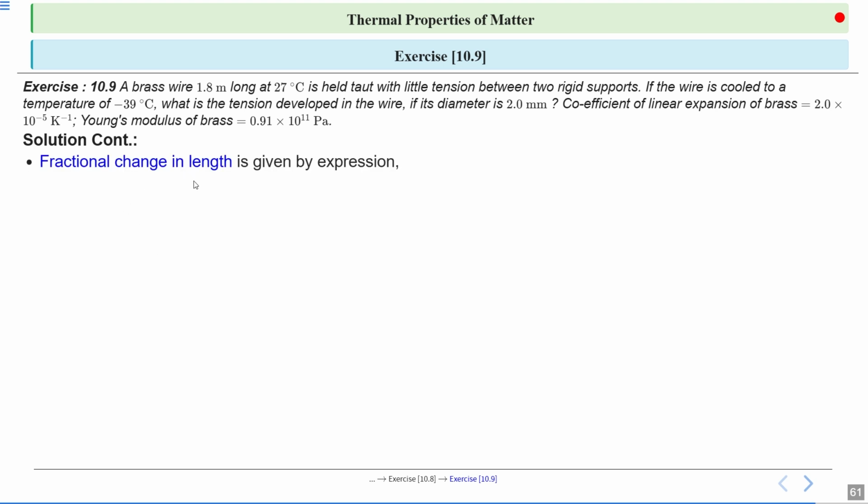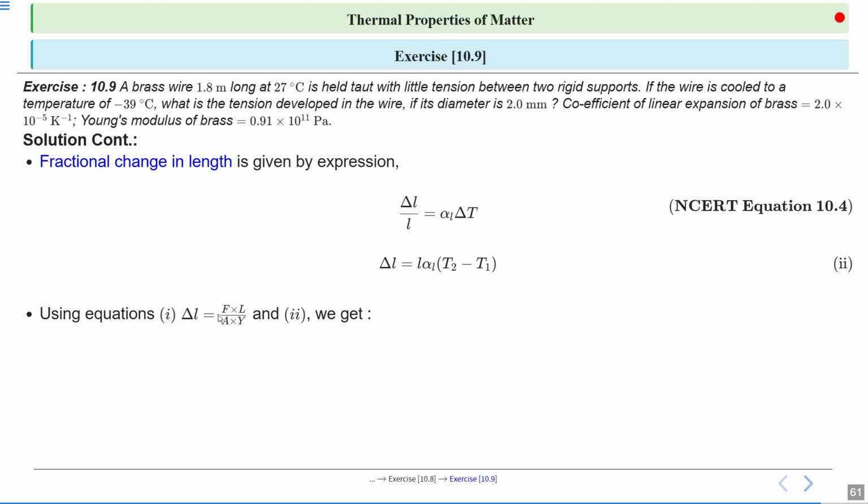Fractional change in length is given by the expression delta L by L is equal to alpha L into delta T. So delta L equal to L into alpha L into (T2 minus T1). So using the expression that delta L is equal to F into L divided by A into Y, and the second, we get alpha L into (T2 minus T1) is equal to FL divided by (pi D square by 4) into Y. So solving this expression you will get the answer.